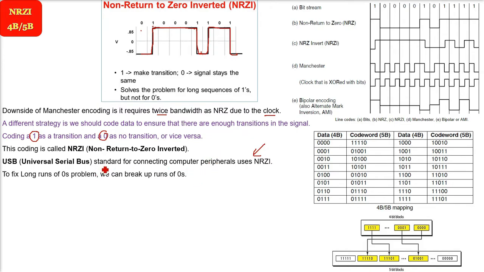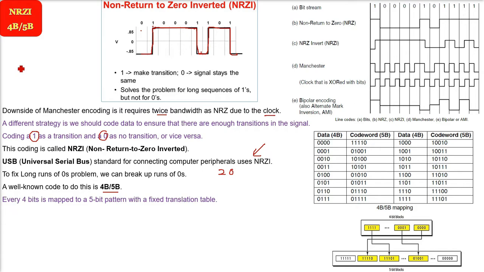Now, in order to fix these long runs of zeros, what can we do? We have multiple solutions. We can break up these long runs of zeros. It can be 50, 40, 20 zeros. So we can divide, say, 20 zeros into 5 zeros or 4 zeros. This can be a solution. There is a well-known code to do this, which is 4B/5B.